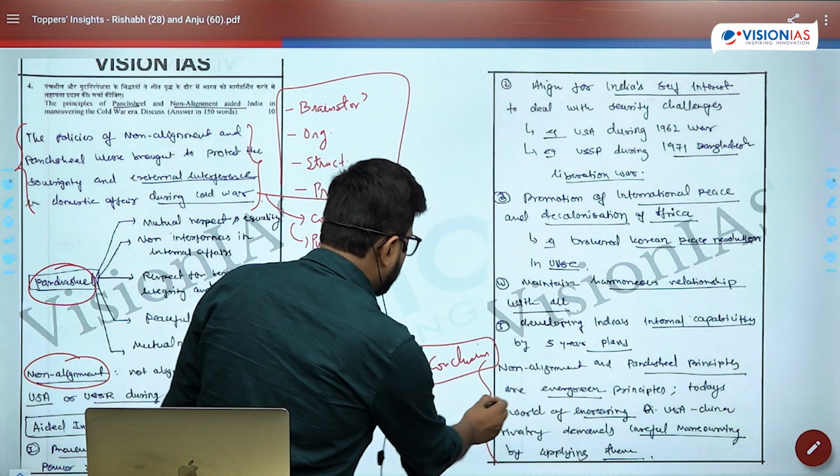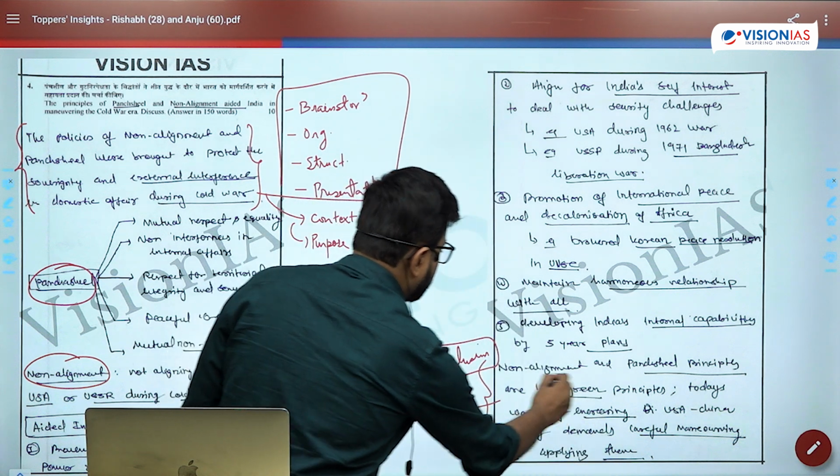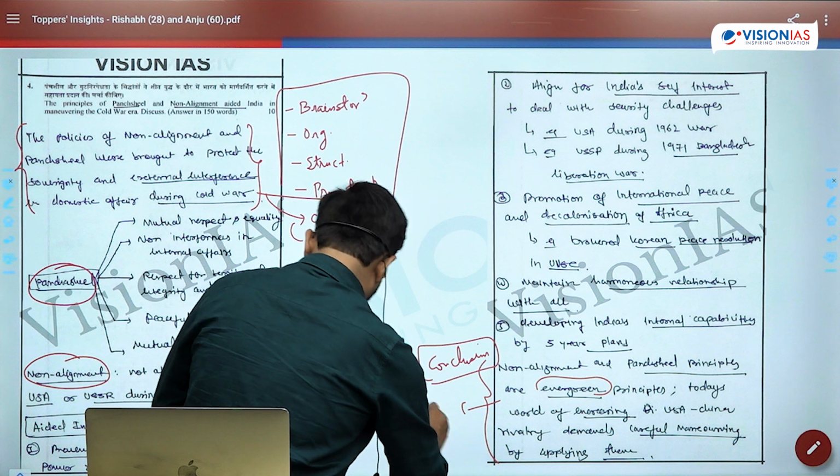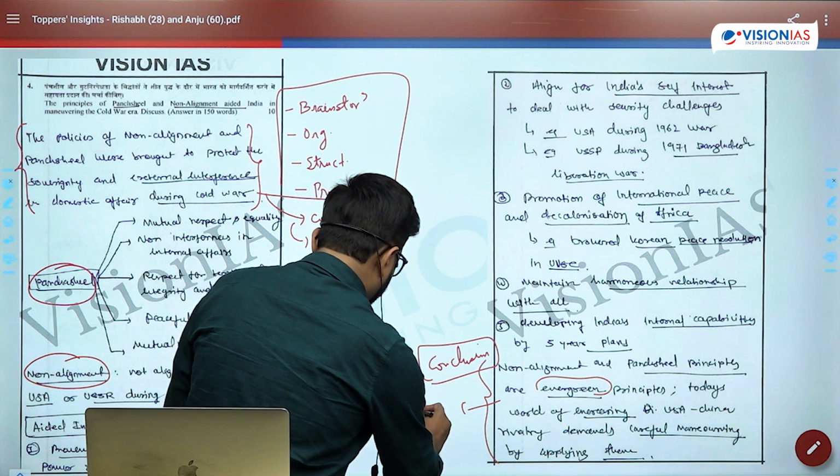So its conclusion here is, you can say that it is an evergreen principle, meaning that its relevance is in the present context.